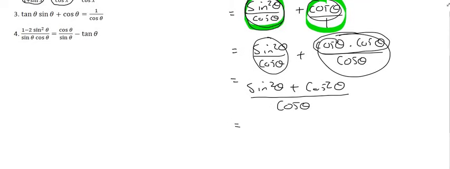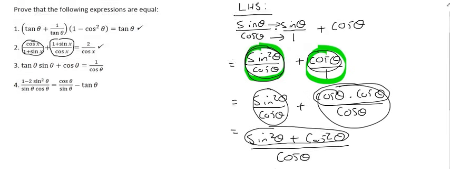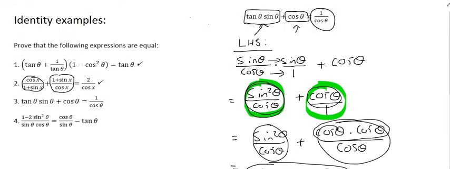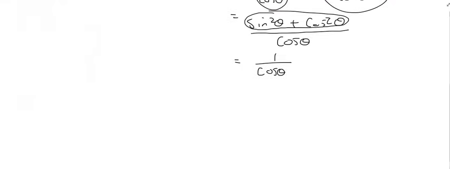Now, at the top, we're left with sin squared theta plus cos squared theta. Now, remember, that keeps coming up, and that is always equal to 1. And so we're left with 1 over cos theta, which is, in fact, what we were trying to get to in the first place. And so we can say, therefore, left-hand side is equal to right-hand side.